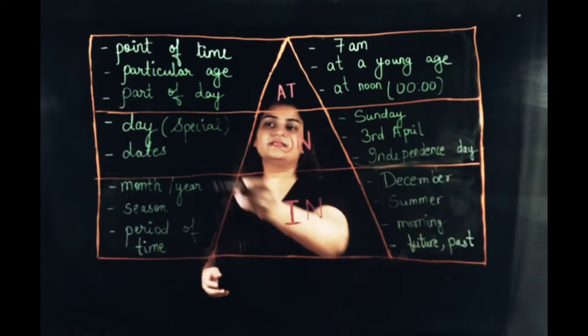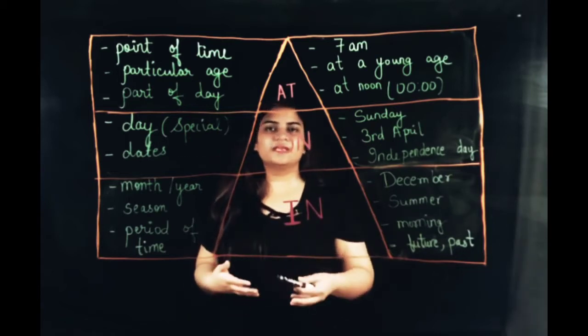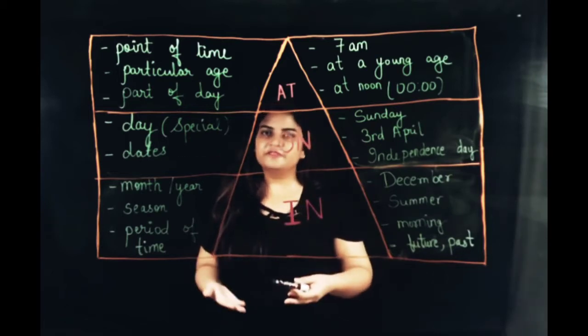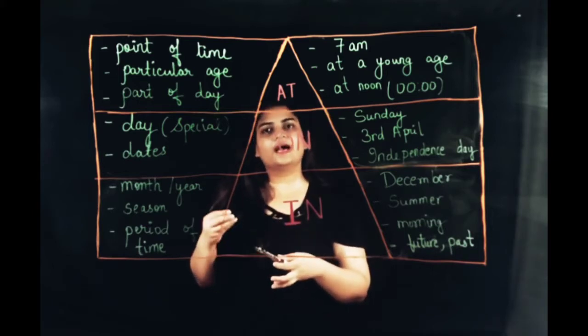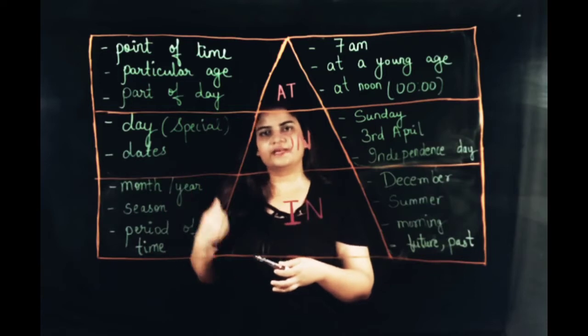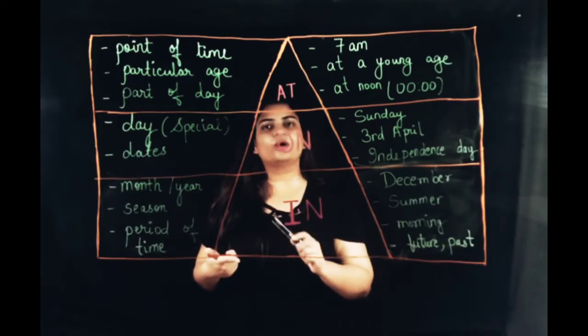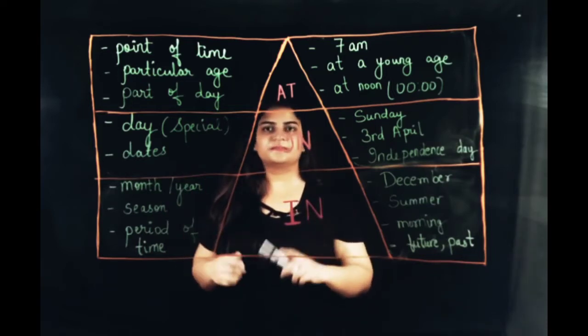Or the second thing is date. For example, we say that I was born on 21st April. So I have used this date, and that is why I have used on before that. So whenever you have a date or a day, we use on.